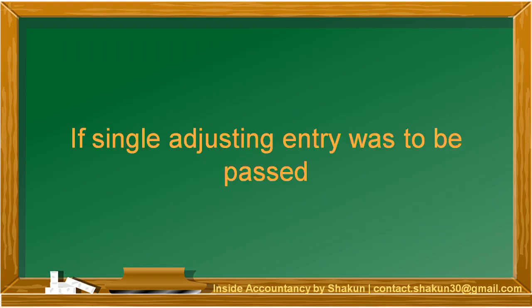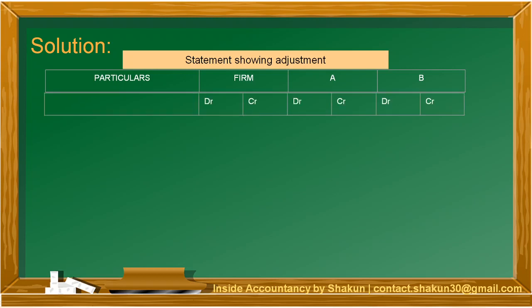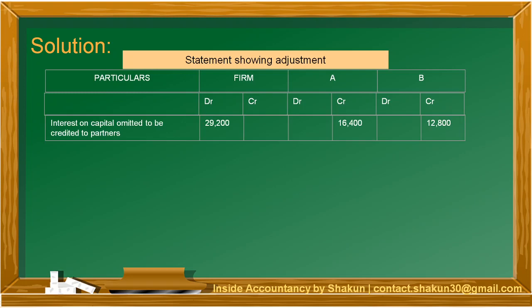Now if the same question was to be done through the first method, that is by passing a single adjustment entry, in that case, we are required to prepare a statement showing adjustment. One column for particulars, one column for firm and as many columns as there are partners. Each column for firm and partners is divided into DR and CR. Then the first omission was regarding interest on capital. It has been credited to partners and debited to firm. The next omission was regarding interest on drawings. It is debited to partners and credited to firm being an income.